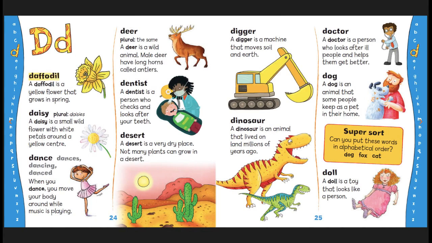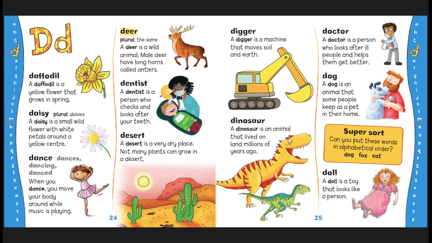Daffodil. A daffodil is a yellow flower that grows in spring. Daisy. Plural, daisies. A daisy is a small wild flower with white petals around a yellow centre. Dance. Dances, dancing, danced. When you dance, you move your body around while music is playing.